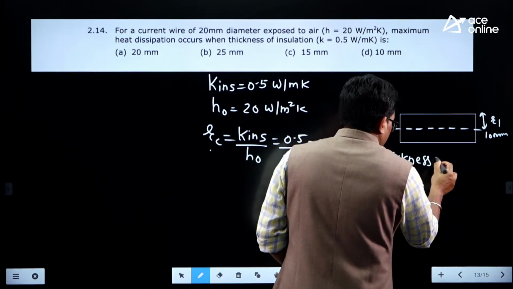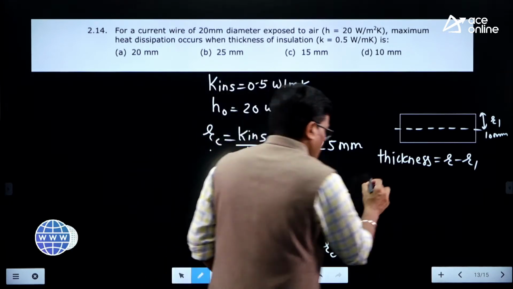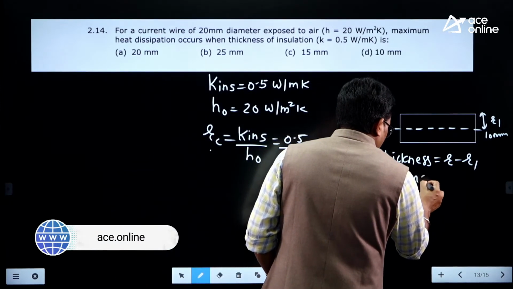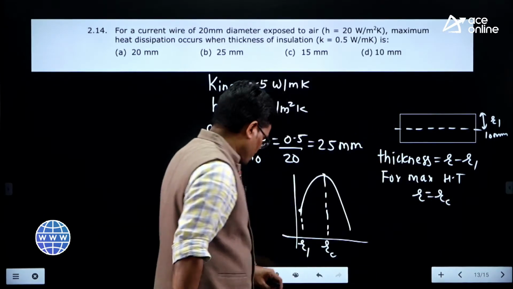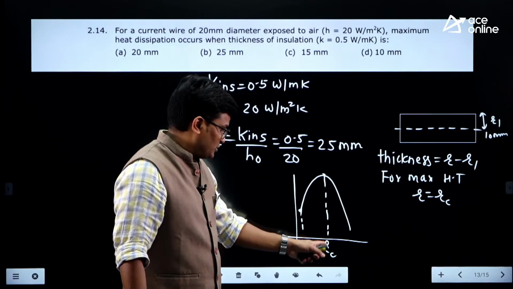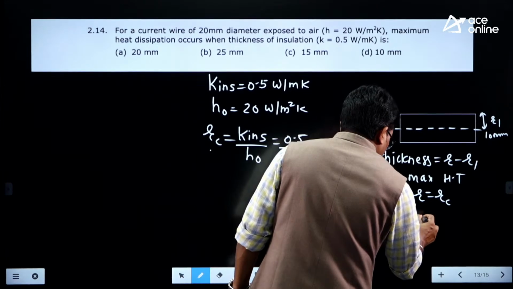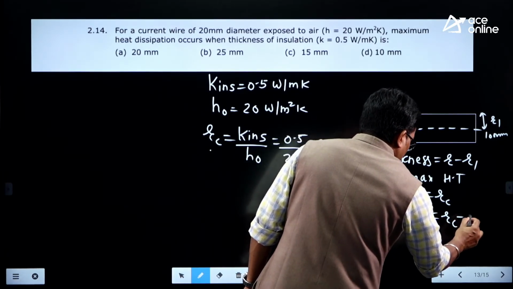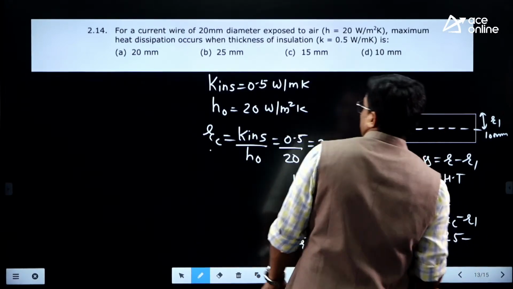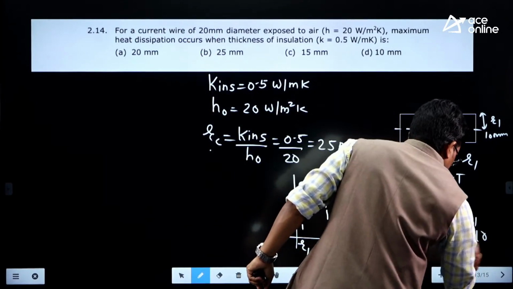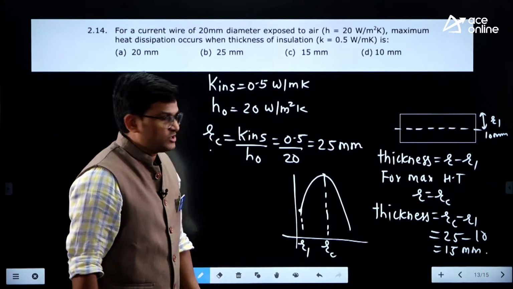Actually thickness is equal to R minus R1. But for maximum heat transfer, R should be equal to RC. So you should insulate up to this RC, then this becomes thickness. So thickness is equal to RC minus R1. That is 25 mm minus 20 by 2, 10. If you solve this, you will get 15 mm.